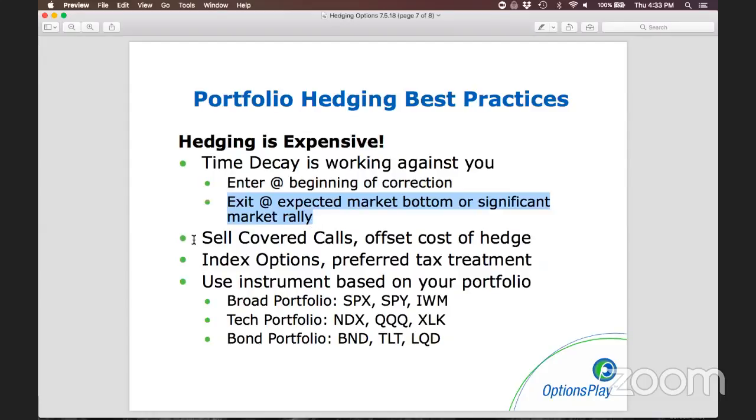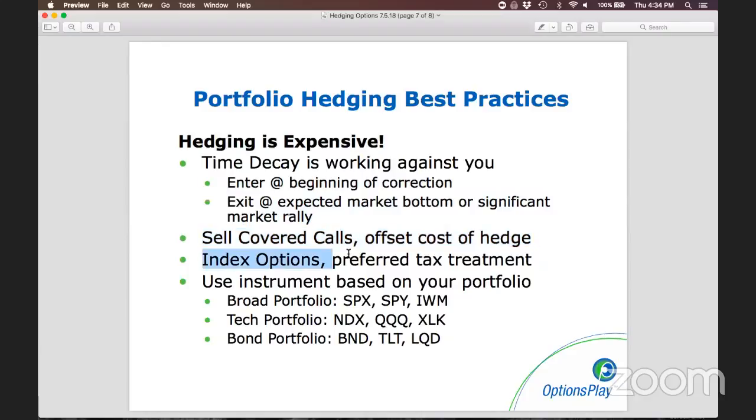The second thing you can do to minimize your cost is to sell covered calls against the portfolio that you own to offset the cost of the hedge. When you think the markets are correcting or moving lower, selling covered calls is a great way to give up market upside, which you don't think is going to happen anyway, and take those premiums to help pay for the cost of the hedge. Sometimes you can reduce the cost of your hedge by 30 to 50% by selling covered calls, and I'll show you some examples of that.